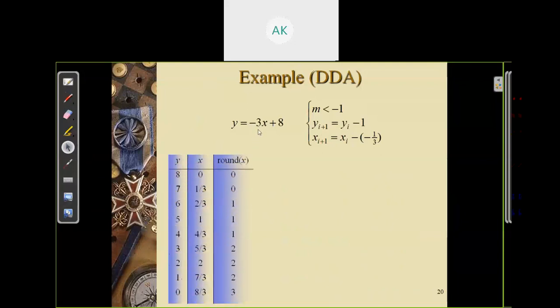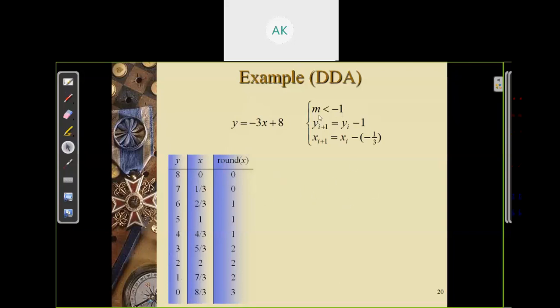When your value of m is negative, means negative 3, which formula will you apply? Find the absolute value, which is 3. 3 is greater than 1. When your m value is greater than 1, y changes with unit interval and x with 1 by m. Apply this formula and calculate. You can easily calculate.